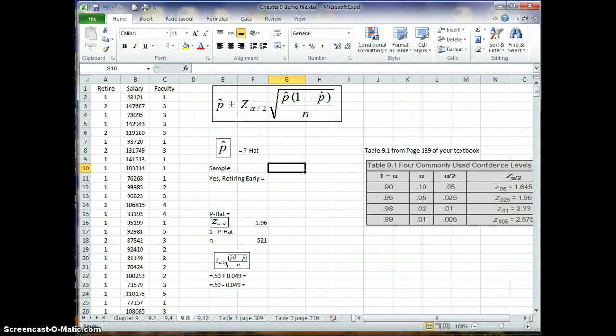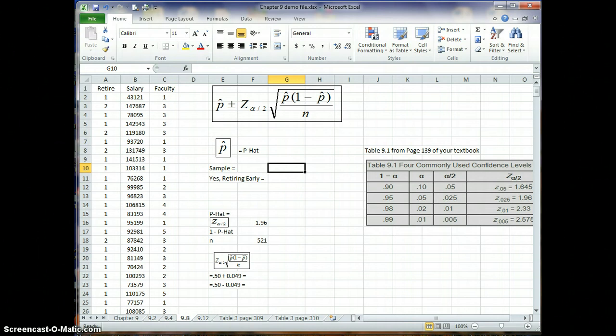In this particular case, they went out and surveyed 521 professors aged 55 to 64 and asked each one whether he or she intended to retire before 65. And the responses are 1 is a no and 2 is a yes. So we're supposed to estimate with 95% confidence the proportion of professors who plan on early retirement.